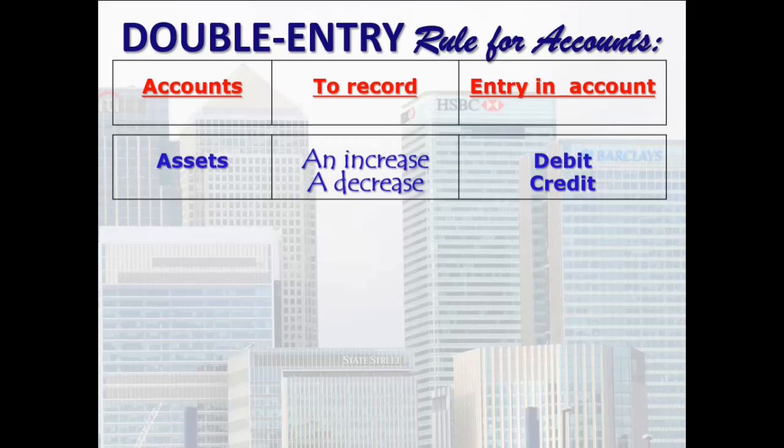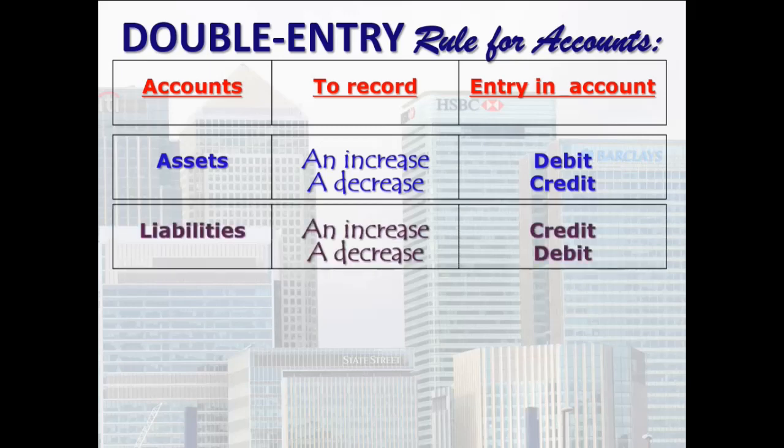And according to double entry rules, when an asset increases, we should debit. So what we're saying is, when we deposit money, that entry should be debited. And when we withdraw money, that entry should be credited. But we're going to dig deeper into this.